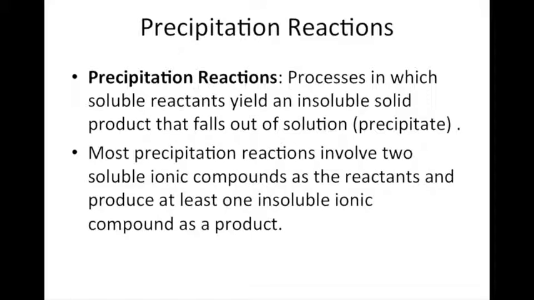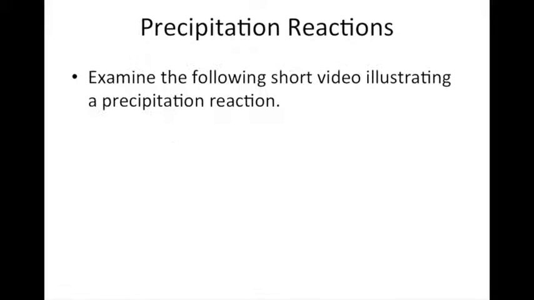So first, what is a precipitation reaction? Well, it's a process in which you have two soluble reactants. Generally, they're two ionic compounds as your reactants, and they react to form at least one insoluble product, which then will fall or precipitate out of solution. As I mentioned, in most precipitation reactions, the reactants are ionic compounds, and the products are also ionic compounds, but at least one of those products is insoluble.